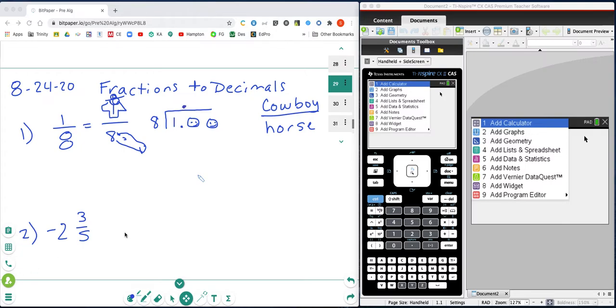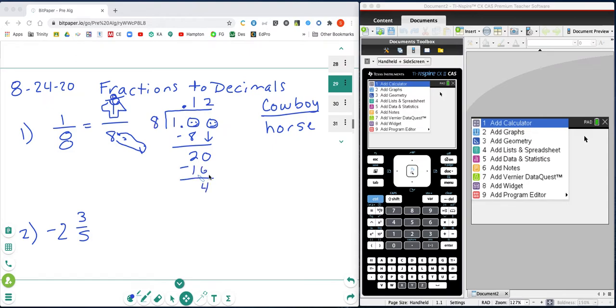and I'm going to do 8 goes into 1 0 times. 8 goes into 10 once. Take our 8, subtract, get 2, and then we bring down our 0. 8 goes into 20 2 times. Make sure we line up our numbers. So our 1 is above the first 0, our 2 is above the second 0. 2 times 8 is 16.